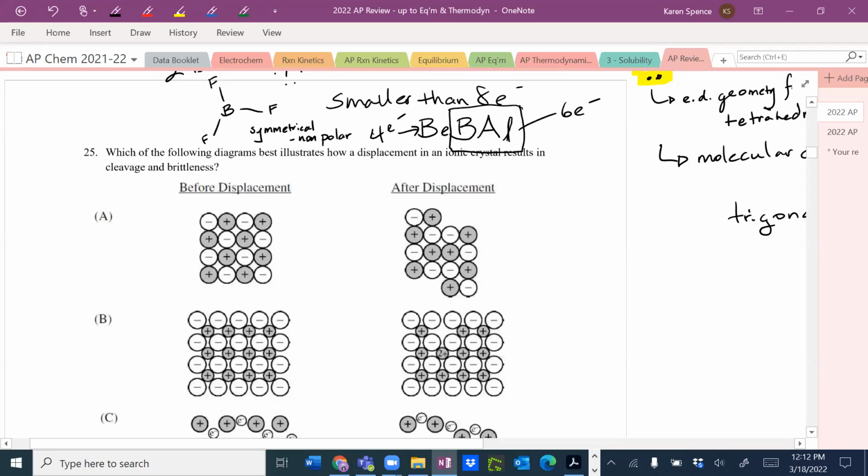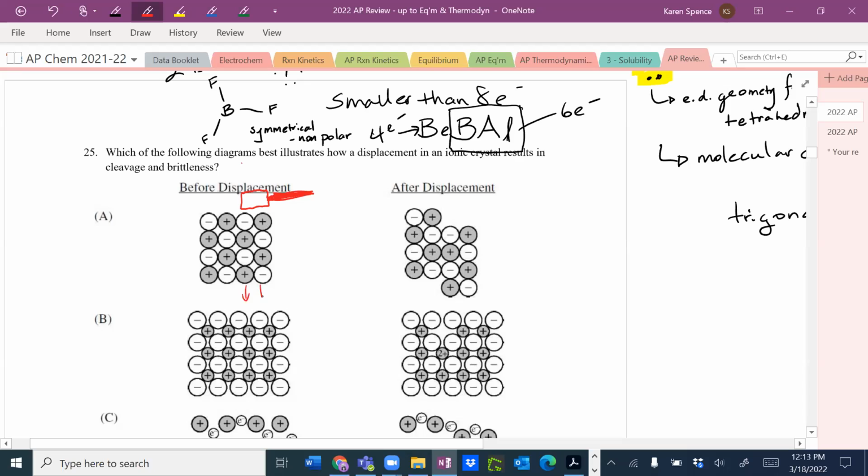Okay, which of the following diagrams best illustrates how a displacement in an ionic crystal results in cleavage and brittleness? So we're imagining that we're striking this thing with a hammer. Here's my hammer. Okay, we're not striking it with a hammer, we're striking it with a mallet. Okay, fine. Can't draw a hammer. Brain is gone. Okay, so we're striking this thing with a mallet and we're going to cause a shifting.